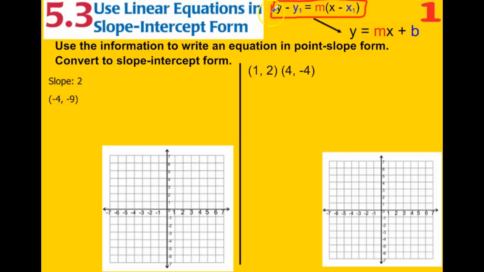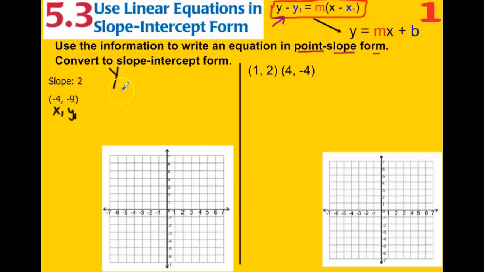So first we're going to use the information to write an equation in point-slope form. That's this form right there. So remember, anything that's just a letter, y, you're going to write the letter y. If it says y1, that means from your point, this is our first x and our first y. First point, x and y.